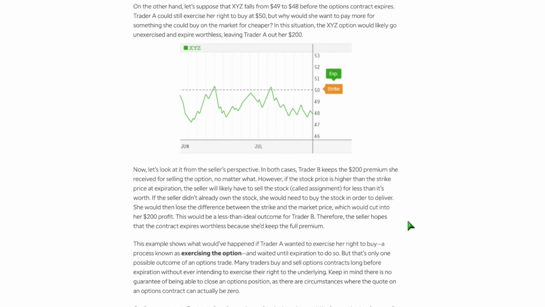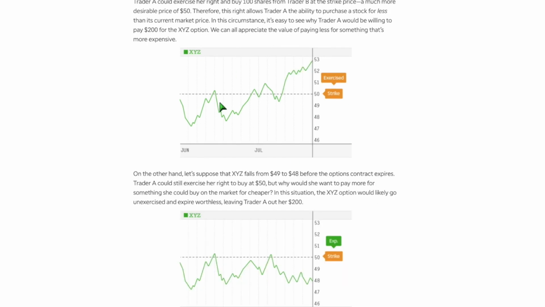Therefore, the seller hopes that the contract expires worthless because she'd keep the full premium. In this previous case where the stock value went very high, remember the buyer gained $100 because she managed to buy this at a discount. But what happened to the seller?